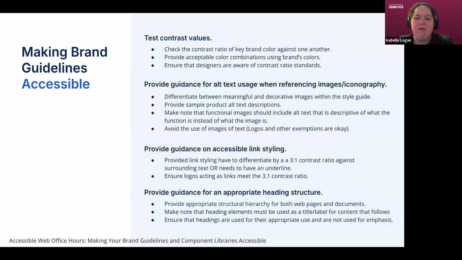This can be done by either meeting a 3 to 1 contrast ratio against the surrounding text or by underlining the link text. And then providing a clear heading structure for both documents and web pages can help avoid accessibility failures. It's really important to emphasize that headings are used for titles or labels for the content that follows them and not just as emphasis of words. Perfect.